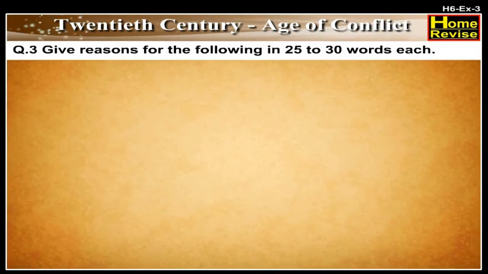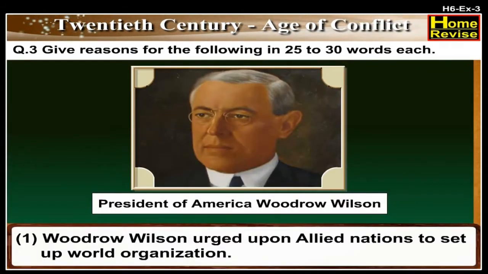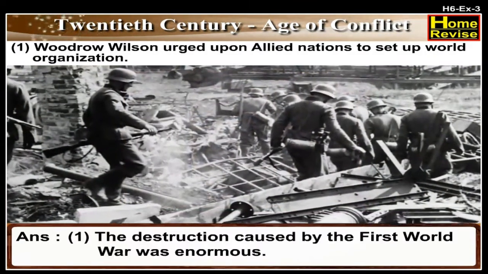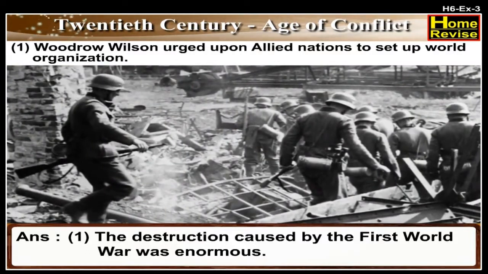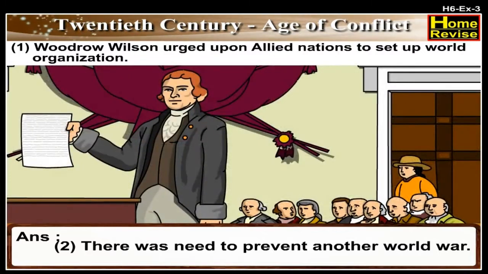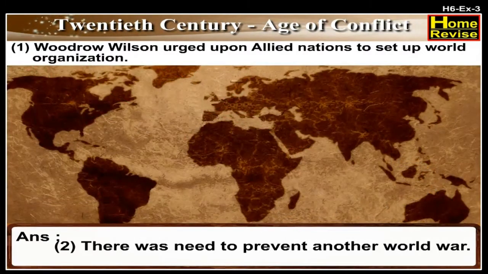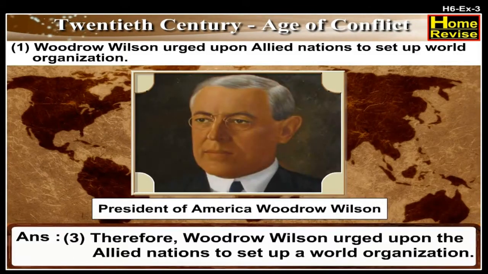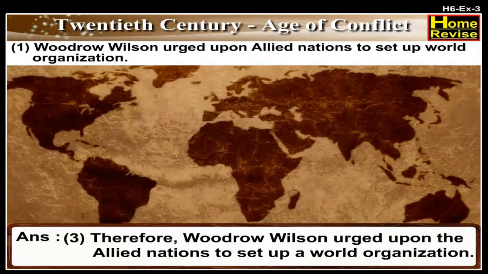Question 3. Give the reasons for the following in 25 to 30 words each. 1. Woodrow Wilson urged upon the Allied nations to set up a world organization. Answer. 1. The destruction caused by the First World War was enormous. 2. There was need to prevent another world war. 3. Therefore, Woodrow Wilson urged upon the Allied nations to set up a world organization.